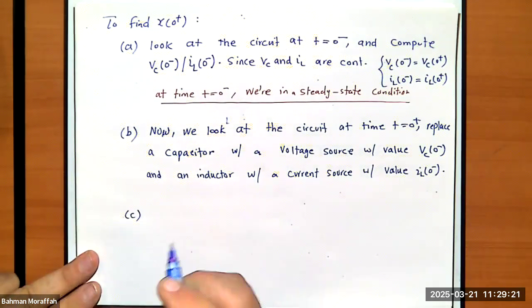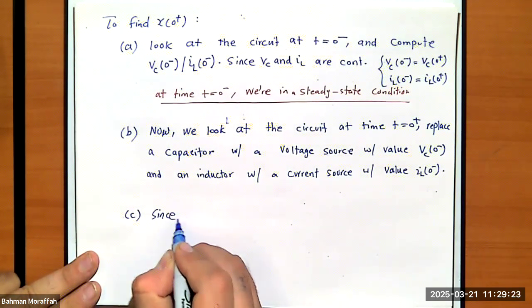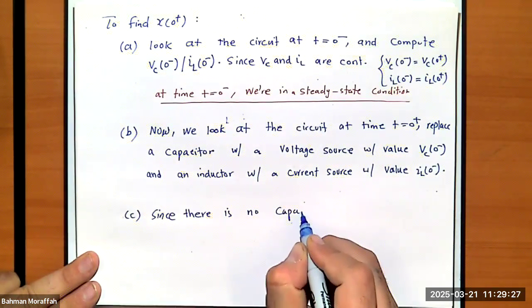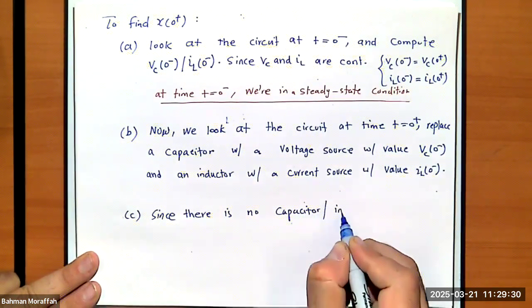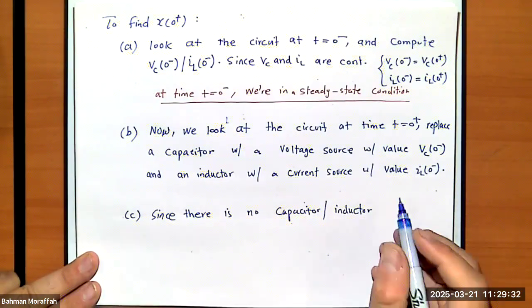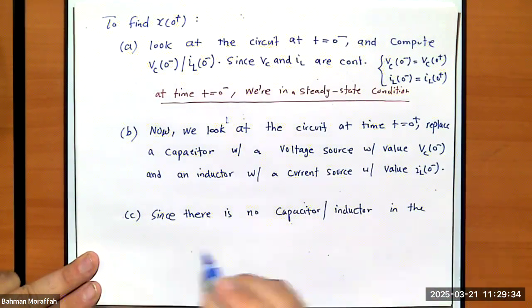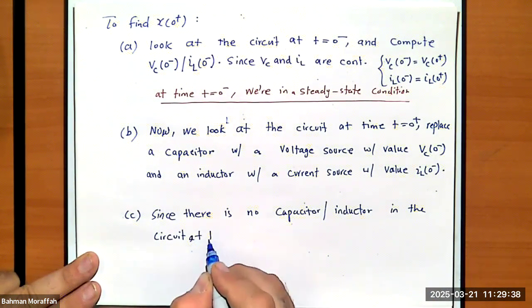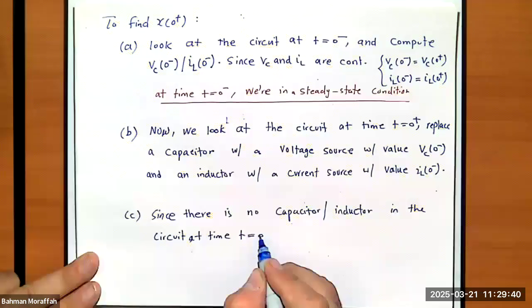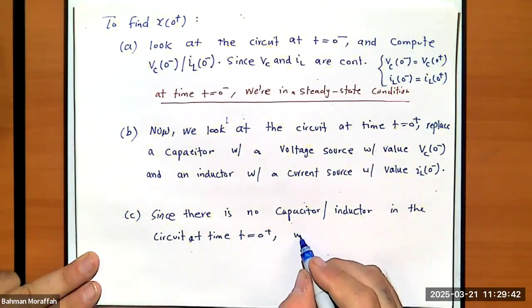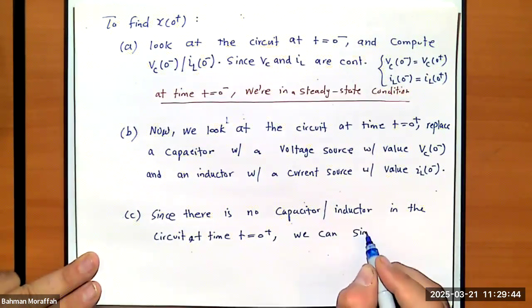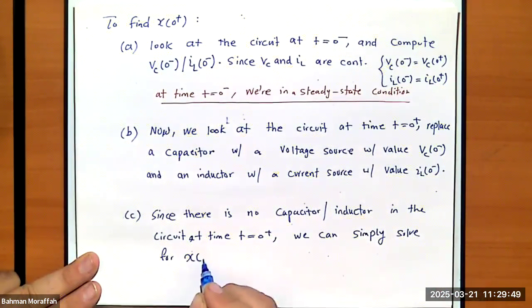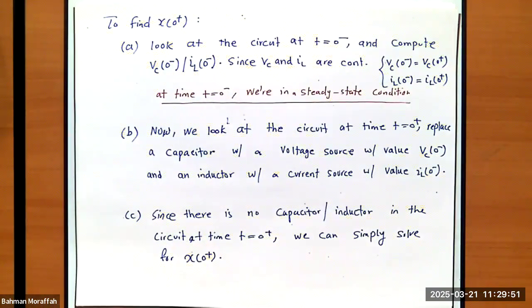Part C. Since there is no capacitor or inductor in the circuit, at time t equals 0 plus, we can simply solve for x at time 0 plus, right?